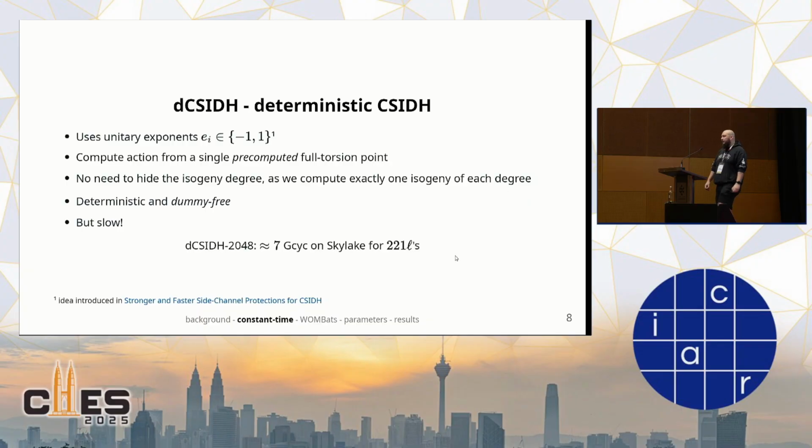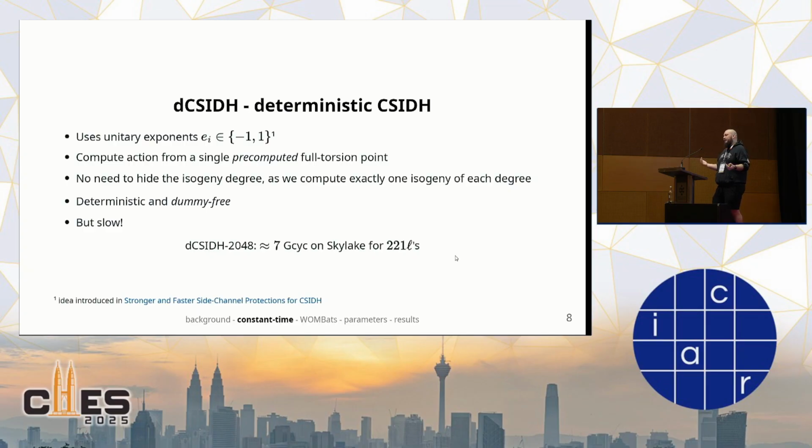So another constant time idea is d-seed side, which is a deterministic version of c-side. And here the idea is to only use a unitary exponent. So I only sample an exponent from -1 and 1. So it only defines the direction of the isogeny that I compute. And for this to work, so that I don't have to sample points, I need to compute a single full torsion point that I then can use to compute my complete isogeny in one go.